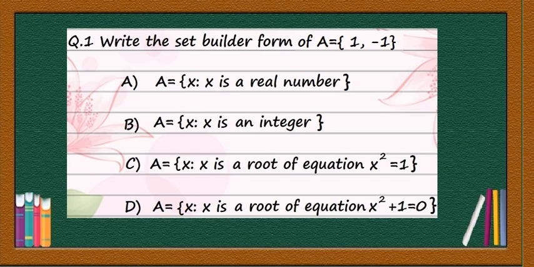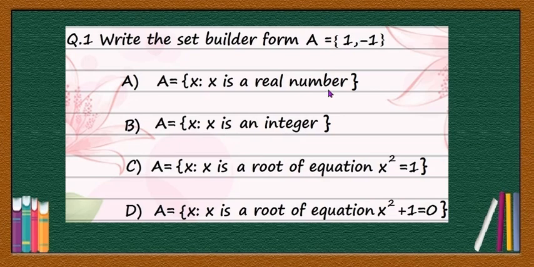Now come to the question. The question is, write the set builder form of the set A which is equal to {1, -1}. Here there are only two elements. Let us check the options one by one. First option is A = {x : x is a real number}. In the set of real numbers, there are infinitely many numbers, but here there are only two elements, 1 and -1, which cannot be equal to the first option.